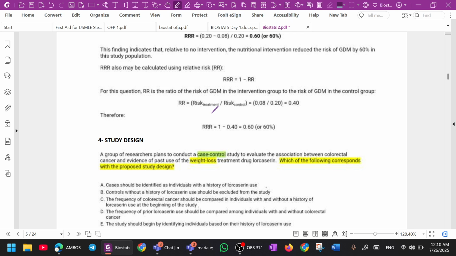So what would be the answer? The frequency, so either C or D. The frequency of colorectal cancer should be compared in individuals with or without a history of low casein use at the beginning. Okay, no. The frequency of prior lorcaserin use should be compared among individuals with or without colorectal cancer. Okay, D. Case control is we will see exposure to outcome, isn't it? Sorry, no, that's outcome to exposure. Did you get it?